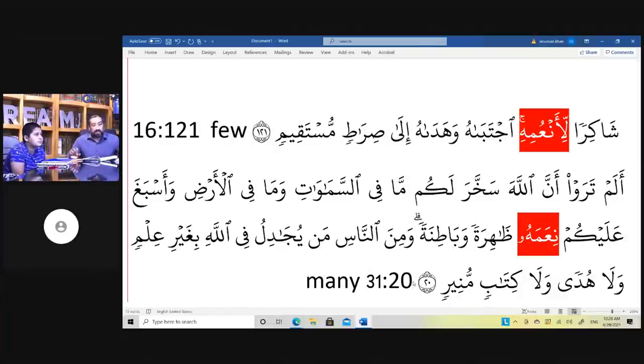So the 16:121, the conversation actually starts in 16:120, one ayah before this. Inna Ibrahim kana ummatan qanitan lillahi hanifan wa lam yakun min al-mushrikeen. No doubt Ibrahim alayhi salam was a nation all by himself, submissive before Allah, solely focused on him, and had never committed shirk. He was never one of those who associated a partner with God. Shakiran li an'umihi, as he remained grateful for his blessings. Ijtabahu, Allah had chosen him. Wahadahu, and he guided him ila siratim mustaqim, to a straight path.